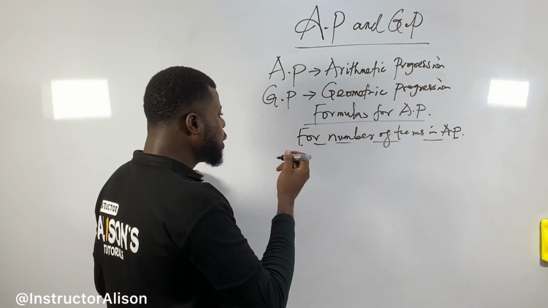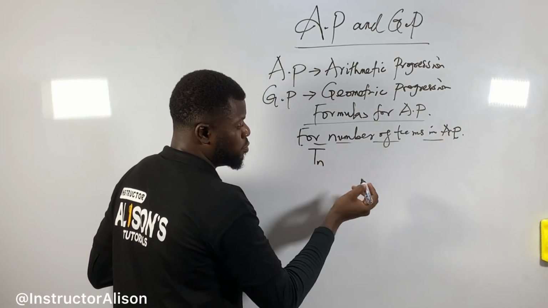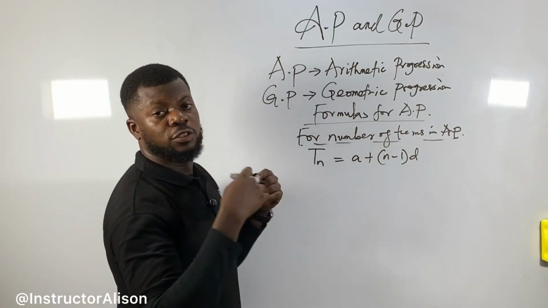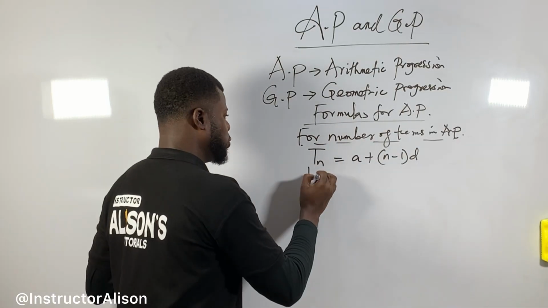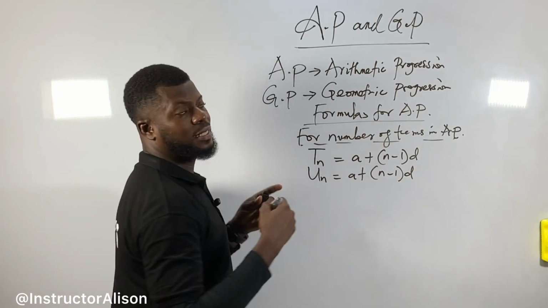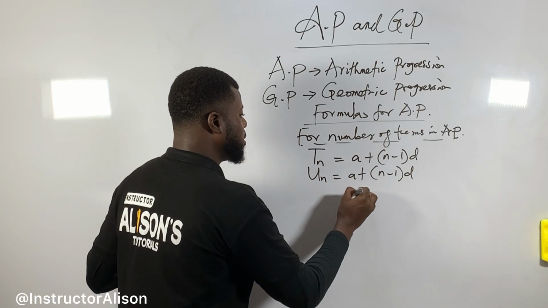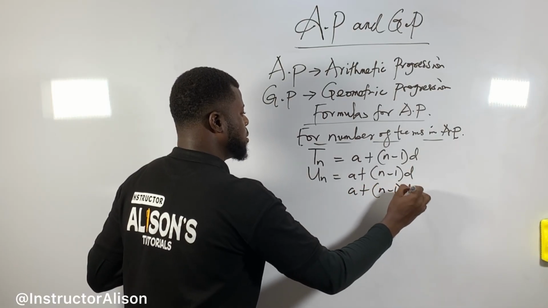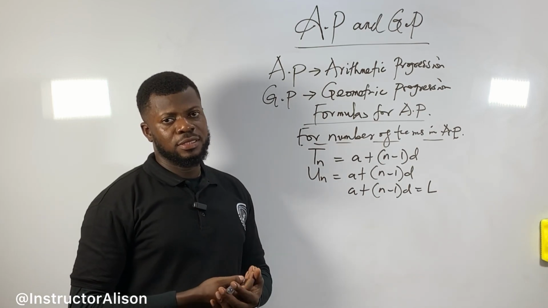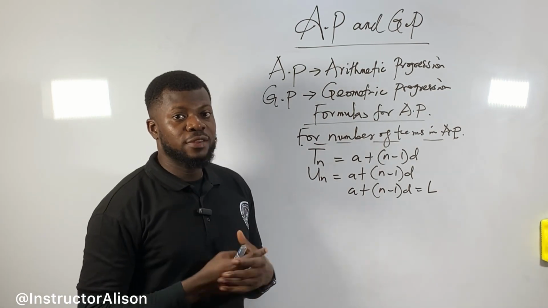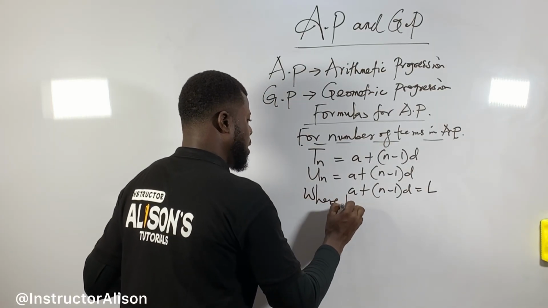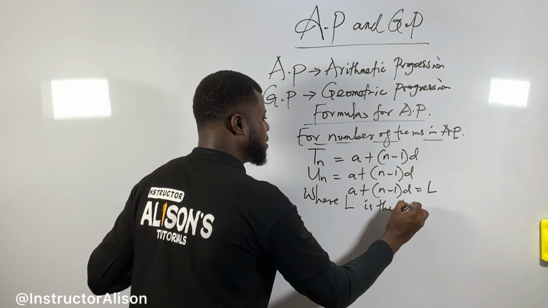So you will see something like this: T subscript n equals A plus (n minus 1)D in some books. In some textbooks, they don't use it like this. They will say U subscript n equals A plus (n minus 1)D. It is the same thing. Some will say A plus (n minus 1)D equals L, where L is the last term. It is the same thing when they give you the last term.